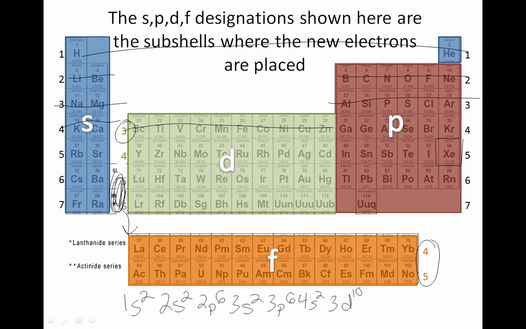Okay, so 3d10 and then 4p6, then 5s2, then 4d10, then 5p6. Whew! Check, check, check. That's a lot, huh?